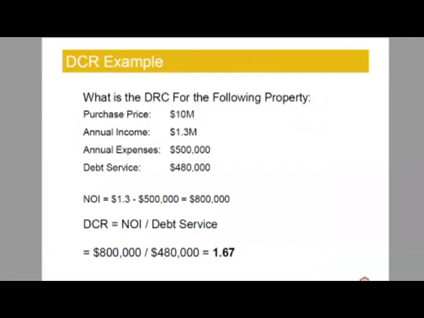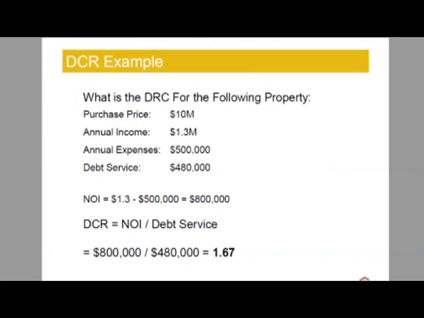Now let's take an example of the debt coverage service ratio. Let's go back to our purchase price of the property we had earlier. 10 million, 1.3 million of income, annual expenses 500,000. Now we include the debt service, because this is a debt service coverage ratio. NOI is calculated the same. That still stays at 800,000. So now your debt coverage ratio would be your 800,000 divided by your annual debt service. So that's 1.67. Is that a good debt coverage? Of course it is. It's above that 1.25, and the banks love that.